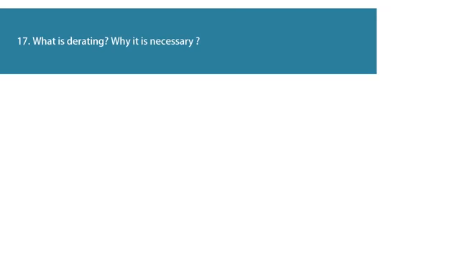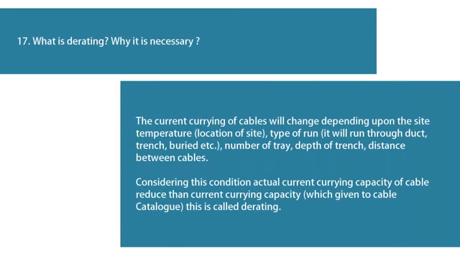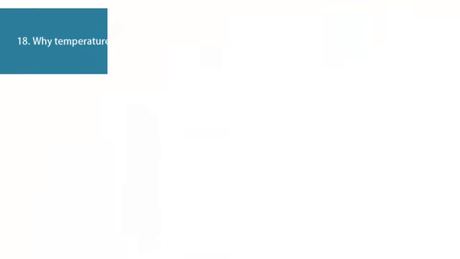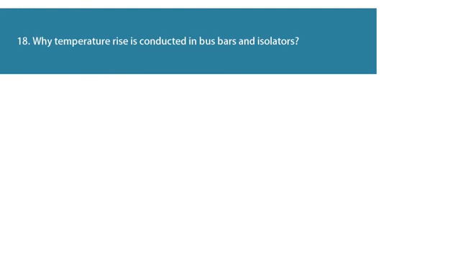17. What is derating? Why is it necessary? The current carrying capacity of cables will change depending upon the site temperature, location of site, type of run, whether it runs through duct, trench, buried etc., number of trays, depth of trench, and distance between cables. Considering these conditions, the actual current carrying capacity of the cable is reduced from the current carrying capacity given in the cable catalog. This is called derating.